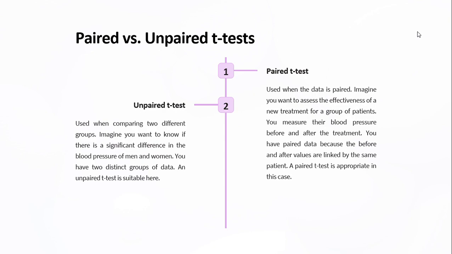The paired t-test is a statistical approach which is used when the data is paired. For instance, imagine you want to assess the effectiveness of a new treatment for a group of patients. You measure their blood pressure before and after the treatment. You have paired data because the before and after values are linked by the same patient. A paired t-test is appropriate in this case.